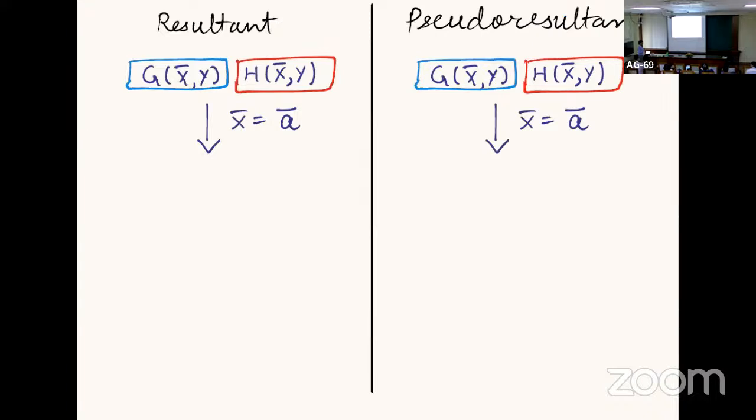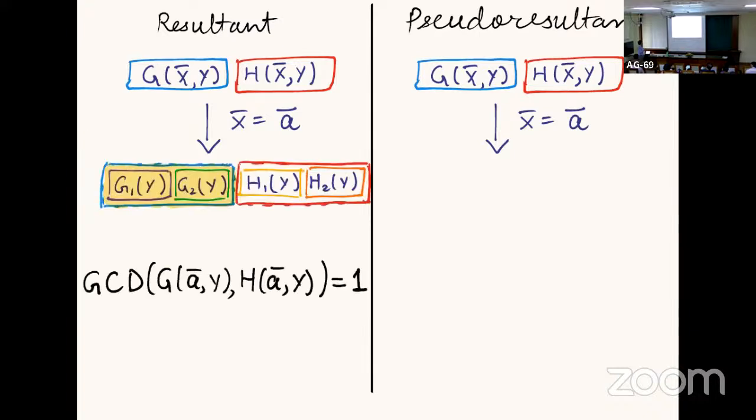And the very high level difference between what the pseudo resultant does as compared to the resultant is that the resultant ensures that once you drop down to the univariate world by setting x variables to something, the factors that came from G and the factors that came from H are still going to have GCD 1. So they are going to have no intersection, and that helped with Newton iteration. But this was a little too strong.